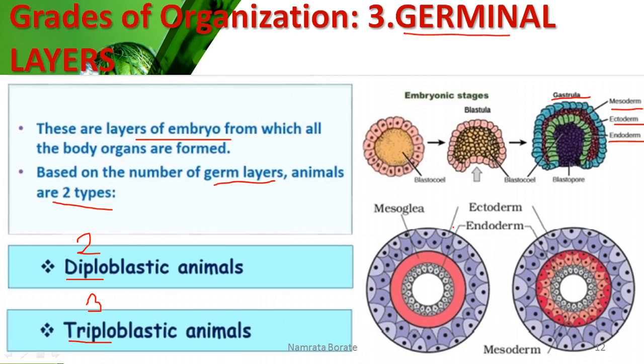So the two germ layer means there is a presence of only the ectoderm and the endoderm. Which layer is absent? Yes, there is an absence of the mesoderm. But in case of triploblastic, there is a presence of the three germ layers: first one is ectoderm, second one is mesoderm, and the third one is endoderm. Means the three germ layers are there, so it is called triploblastic.